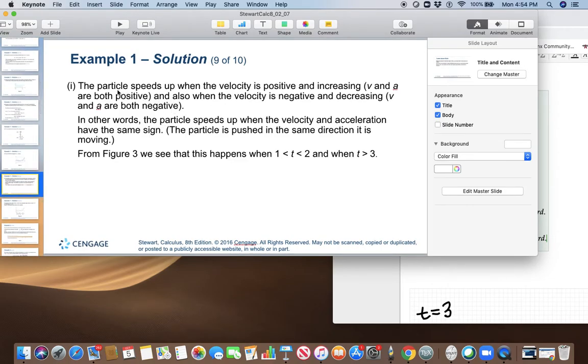Lastly, here is the tricky one. Particle speeds up when velocity is positive and increasing. Not only are you moving forward, your velocity is also increasing. That is, both V and A has to be positive. On the other hand, if I'm moving back and my rate of change is my velocity is decreasing, then also I'm speeding up, because not only am I negative, I'm going back, but I'm going slower back. In other words, two negatives. All right. Particle speeds up when velocity and acceleration have the same sign.